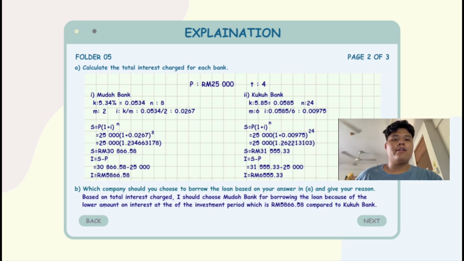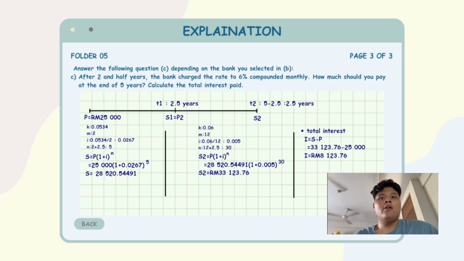After the discussion and calculation, based on the total interest charge, we should choose Moda Bank for borrowing the loan because of the lower amount of interest over the investment period, which is RM 5,866.58, compared to Coco Bank, which offers 6,555.33. The last question is question C. Answer the following question depending on the bank you selected in B. After 2.5 years, the bank charged the rate at 6% compounded monthly. How much should you pay at the end of 5 years? Calculate the total interest paid.